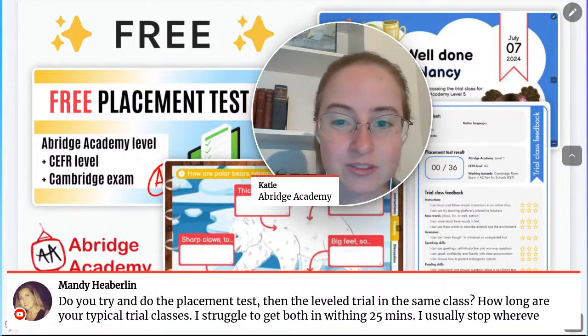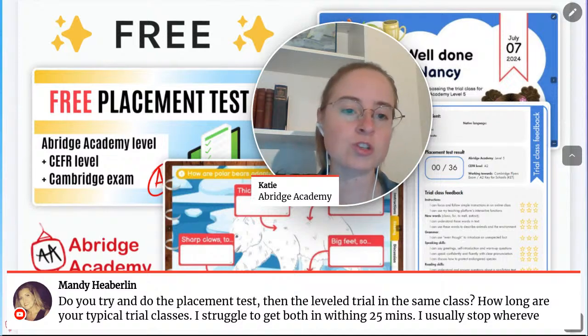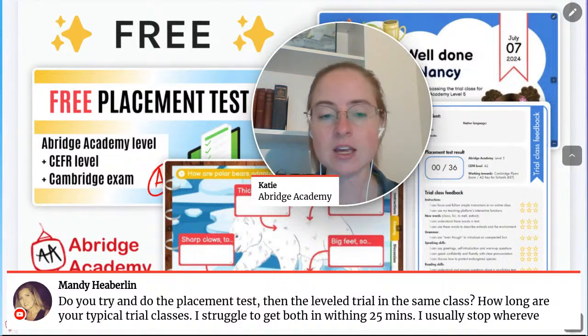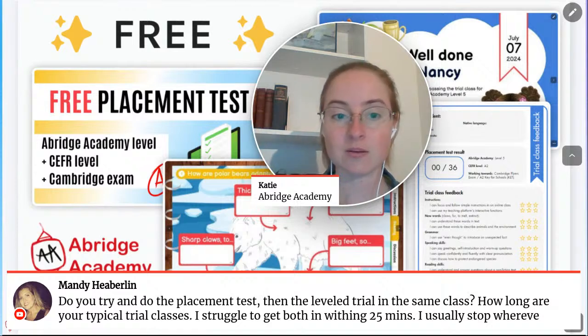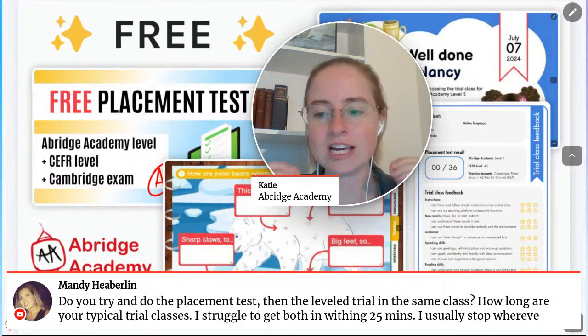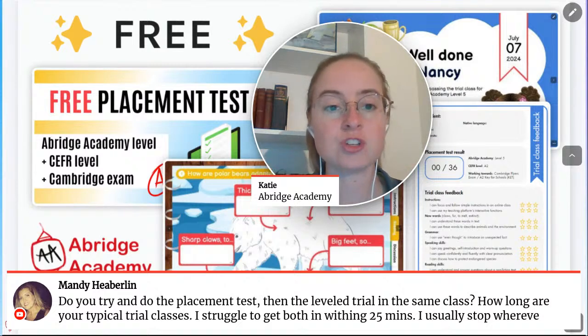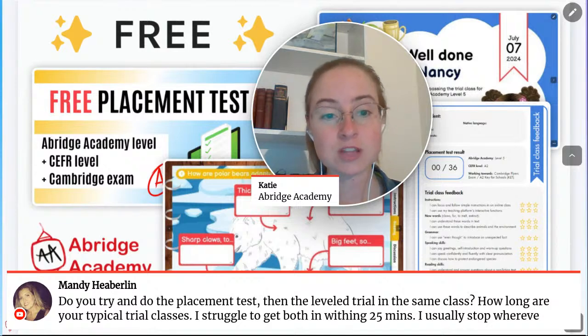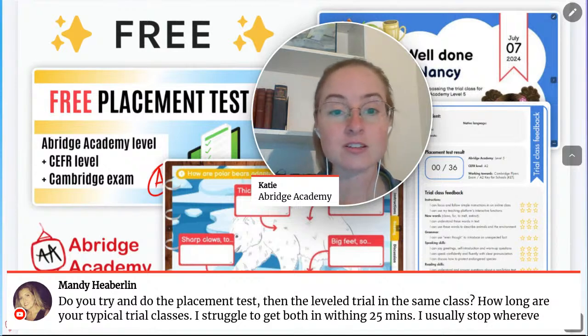But yeah, so then the trial classes are also designed to be very flexible in terms of timings. We'll talk more about this in Wednesday's session, but for the trial classes, I would always recommend having one really focused learning objective that you want the student to come away knowing they've learned something new. And with those trial class materials with Abridge Academy, that key thing they're going to learn, they get to straight away.